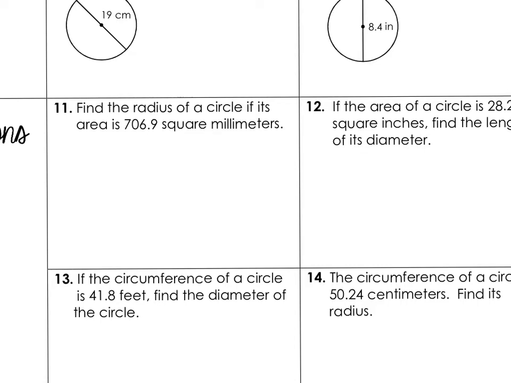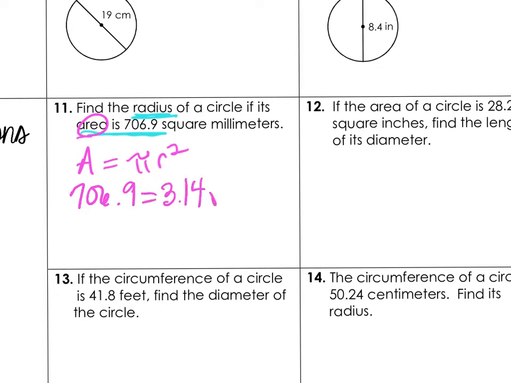It says, find the radius of a circle if its area is that. Well, I don't know, it's a word problem. I can't do it. Sure you can. We were given the area. Area equals pi r squared. So we're asked to find the radius, so we must know the area and we must know pi. The area is 706.9, and we know that pi is 3.14. And what's our radius?